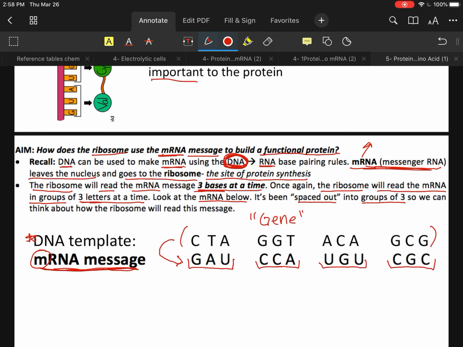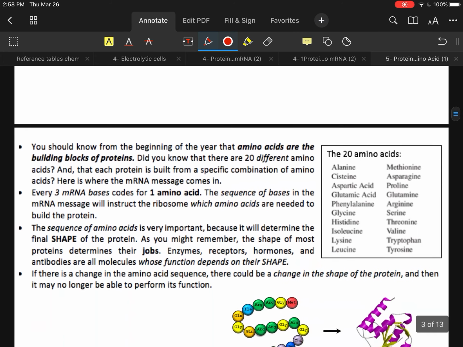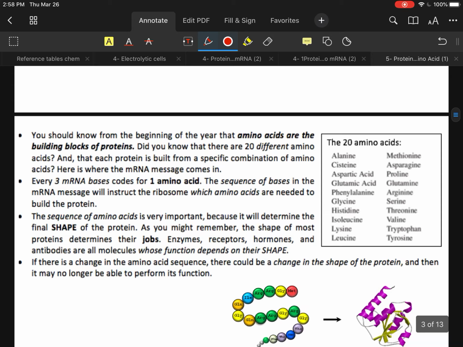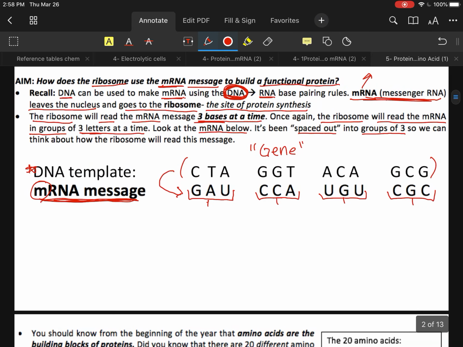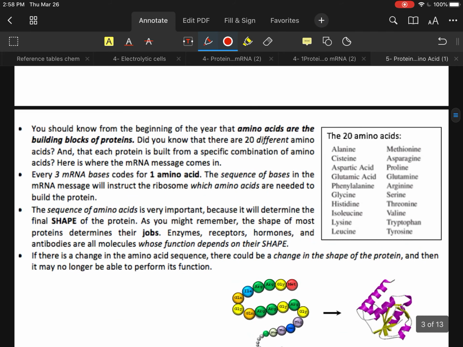So whenever I see a strand of mRNA, I actually like to put these brackets around the groups of 3 so that I can keep track of them. Okay, so once again, what is the ribosome now going to do with this message, and why is it reading it in groups of 3? You should know from the beginning of the year that amino acids are the building blocks of proteins. Did you know that there are 20 different amino acids? Here they are. There's 20 different amino acids. And that each protein is built from a specific combination of amino acids.